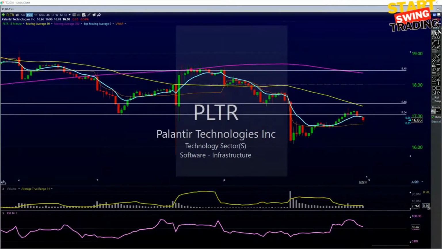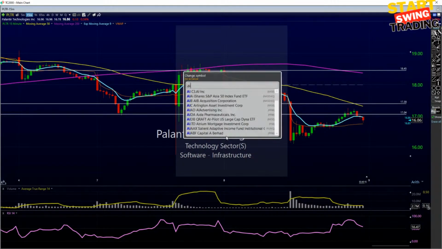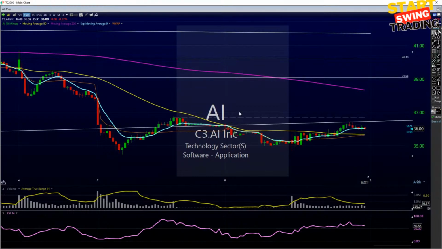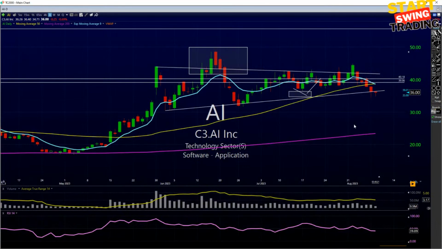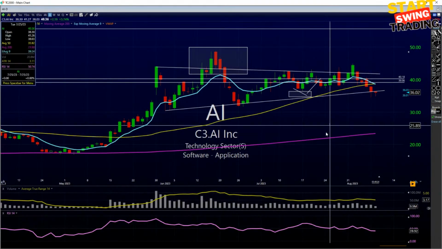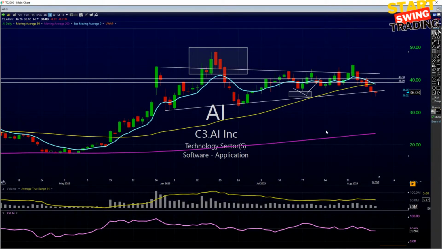Especially, I'll be looking for the AI story to start showing some weak hands, especially in C3 AI. I think this could keep coming down, eventually maybe break there towards 30 and get back down there towards the 26. We'll see what happens on C3 AI.